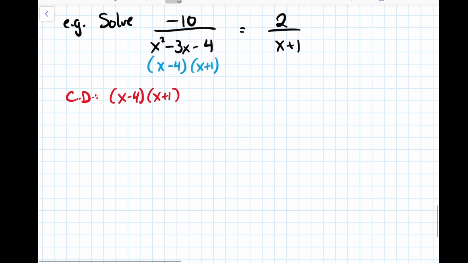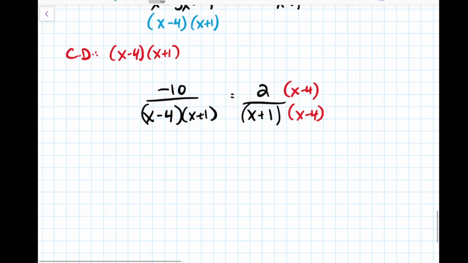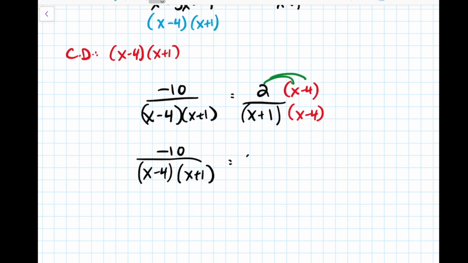So our first fraction actually doesn't need anything. It's got everything we want, so it's just going to stay exactly as is. Our second fraction is missing the x minus 4, so I'm going to multiply by x minus 4 in the numerator and the denominator. So when I do that, I'm left with negative 10 over x minus 4 times x plus 1 equals, and we're going to have to distribute on the right here, 2x minus 8 over x minus 4 times x plus 1.